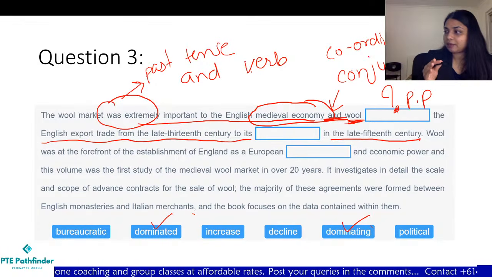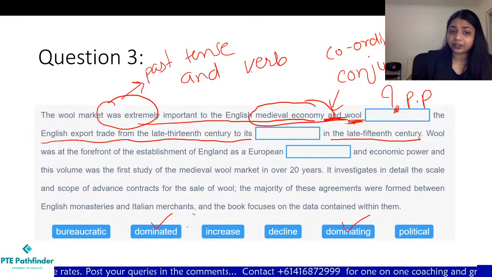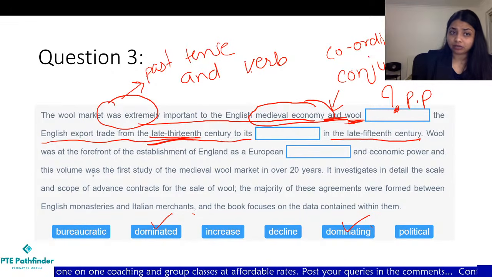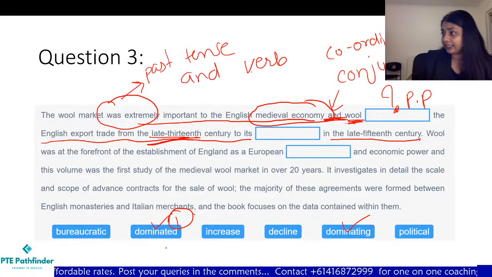But if you look at the sentence structure and the tense, the grammar, we need a word that is talking about the past, because we are talking about the late 13th century, right? So wool dominated the English export trade. Okay, so the first answer in this case is dominated. Good work, Fiza.